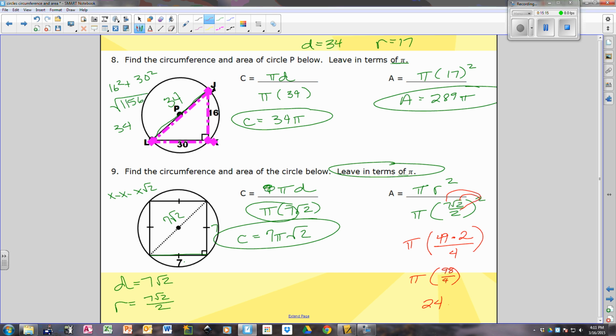So 24.5 pi. So that would be the area of the circle. And that's all there is to it.